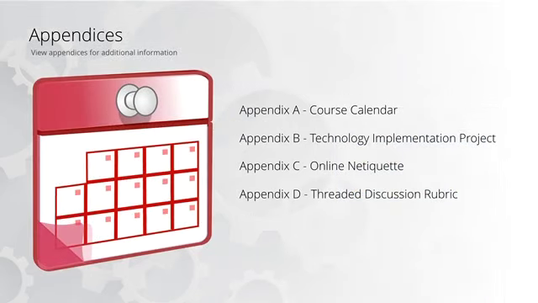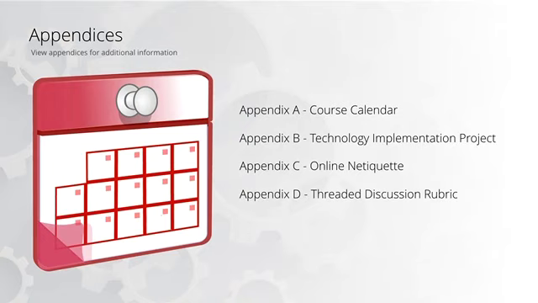Appendix A is the course calendar, and I can't say this enough. Be sure you are aware of when things are due. In an online environment, there isn't a consistent reminder of upcoming assignments. You have to be disciplined, organized, and well managed so that you're not affected by that 25% late penalty.